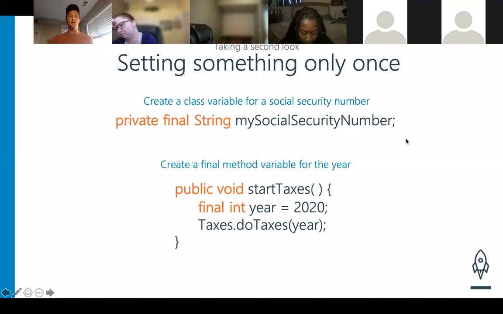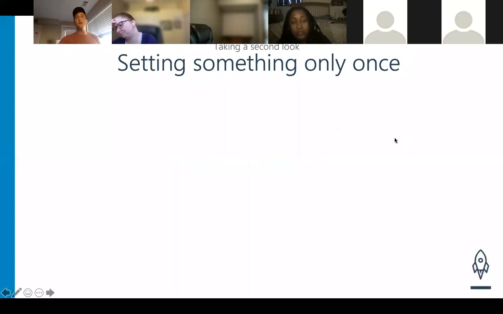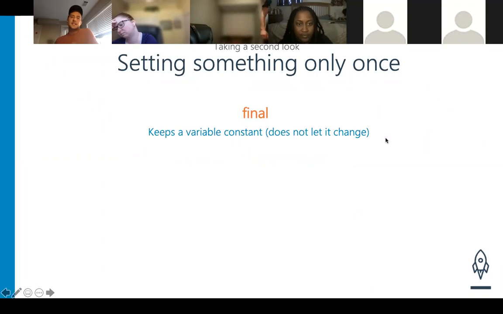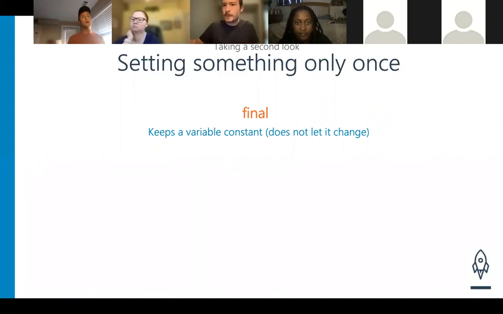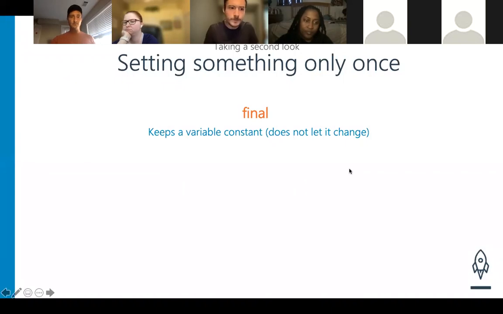All right, let's keep going. So this is finals. Setting something only once. We're talking about finals here. Keep a variable constant. Do not let it change. That is what the final does. And that's what I truly want to get across to everyone. When you put final in front of a variable, we can never change it after it has been set to something. This keeps it consistent, constant.